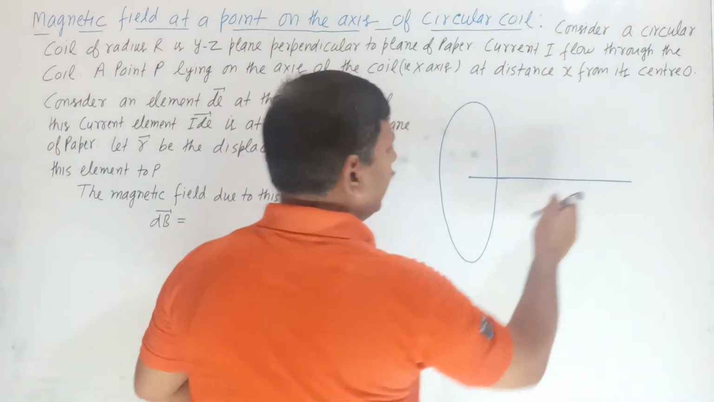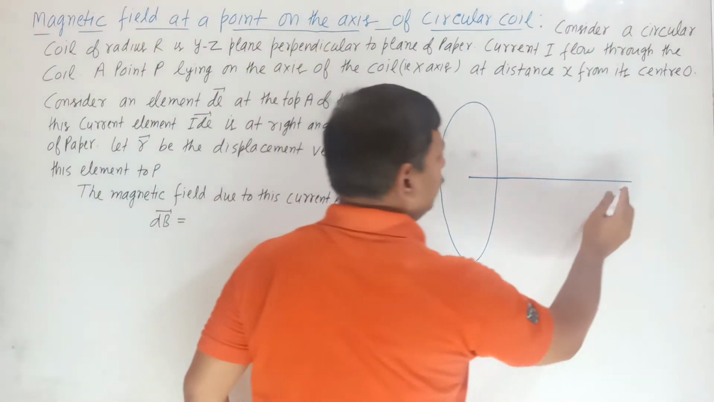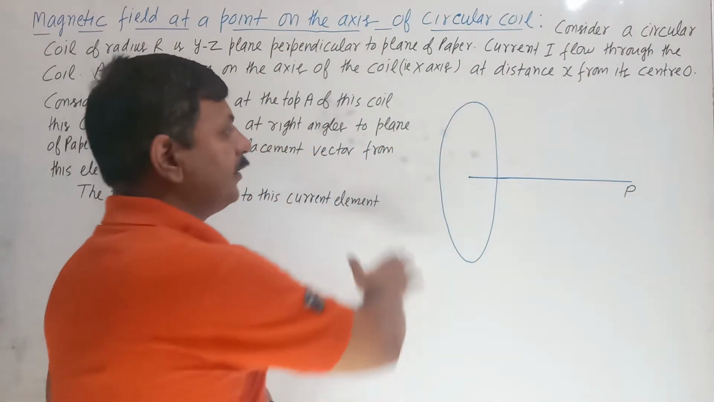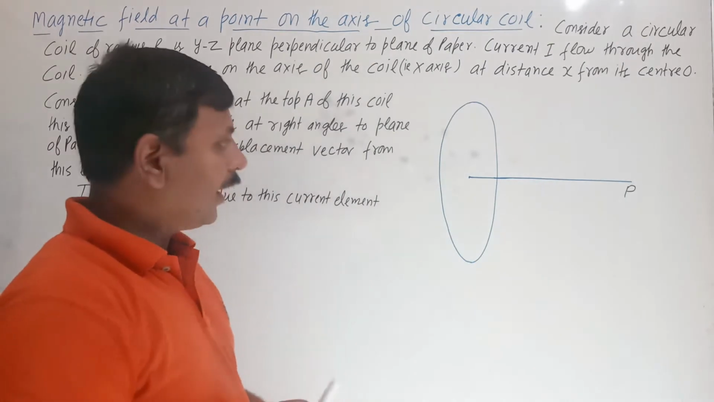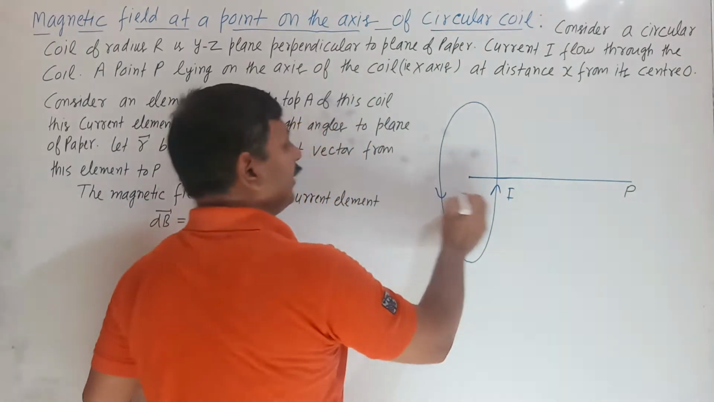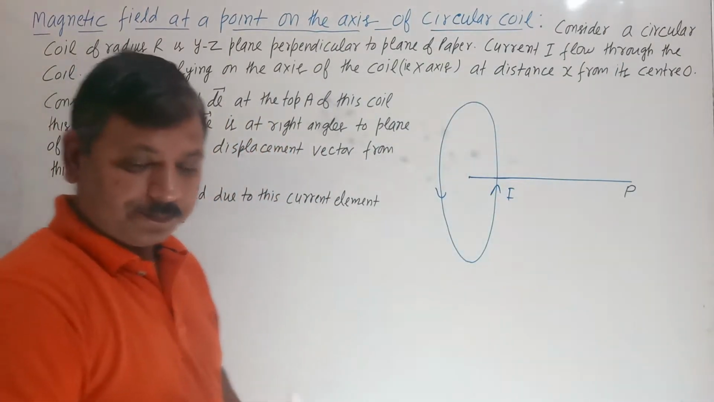At distance x, I have taken one point P. This is point P at distance x, and the radius of this circular coil is R. Current I is flowing like that. See, one thing.